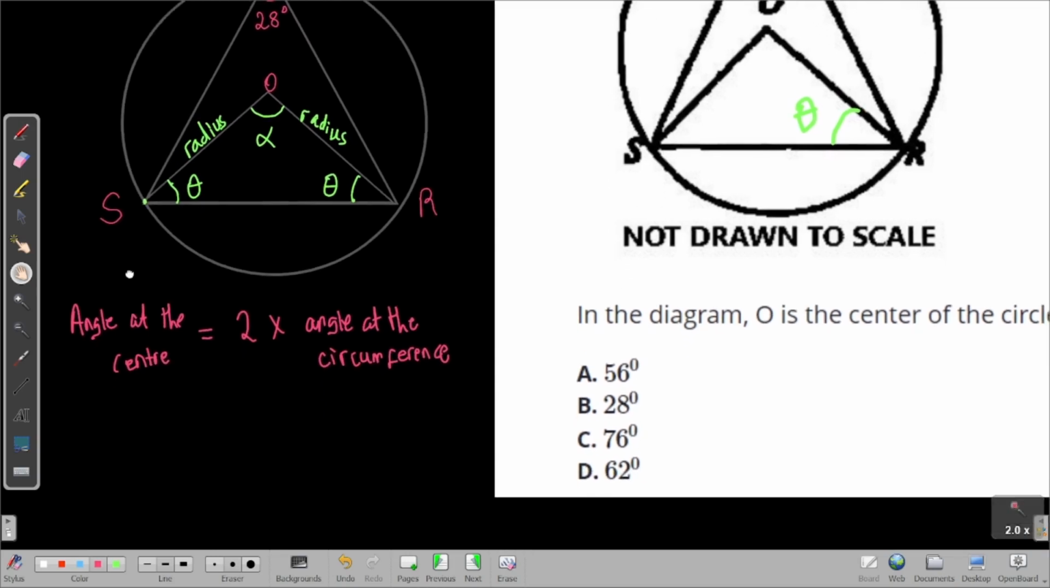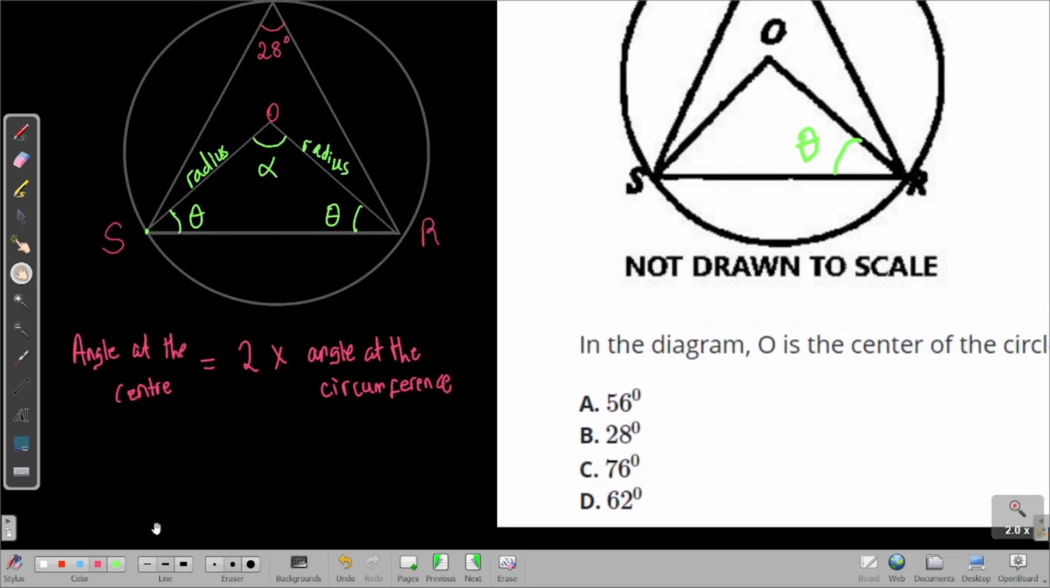So what is our angle at the center? Our angle at the center is that alpha. That's the angle at the center, because it is at the center of the circle, where the point O is, and then the angle at the circumference is that 28 degrees. So alpha is 56 degrees. You can see that we now know what alpha is, which means we can find what theta is.